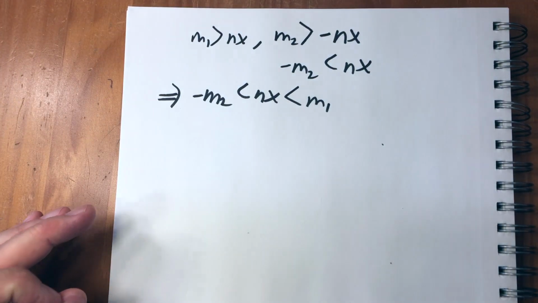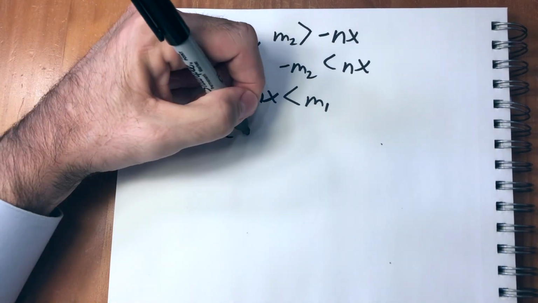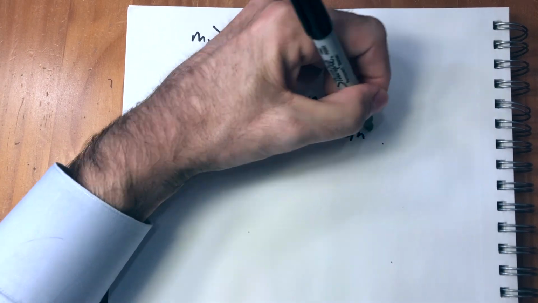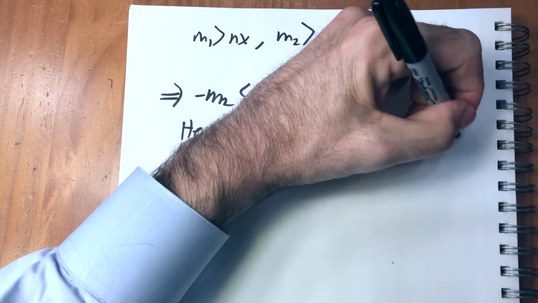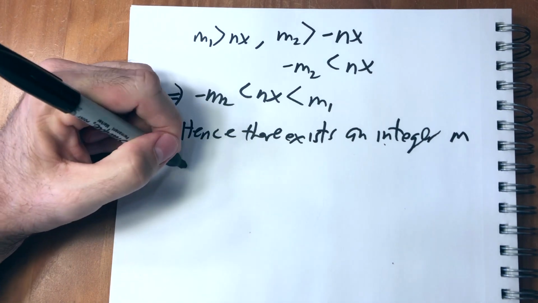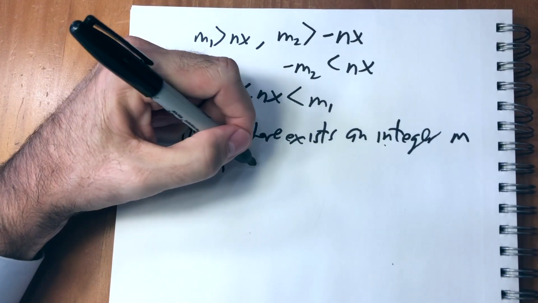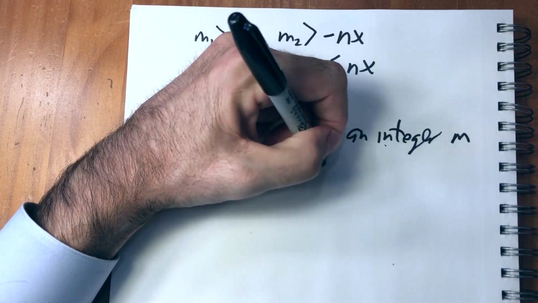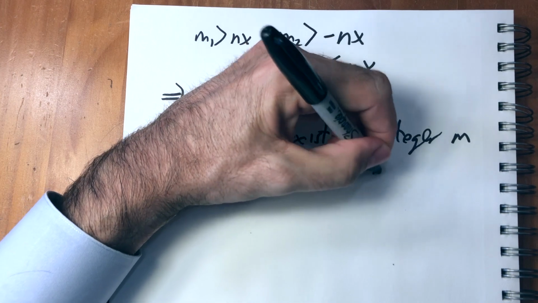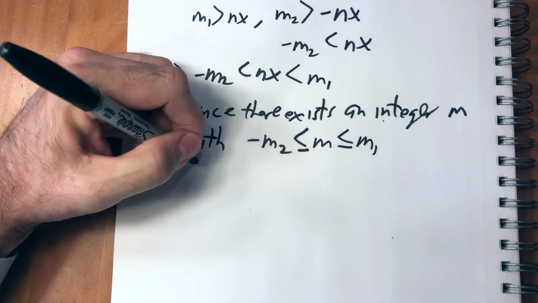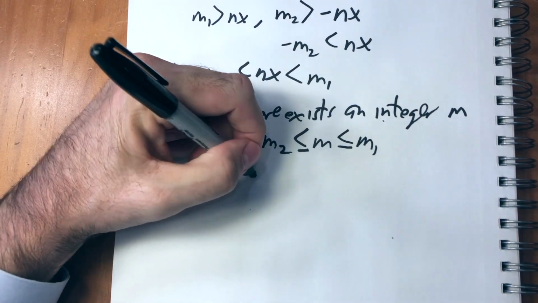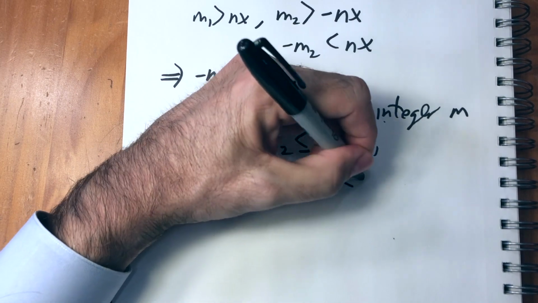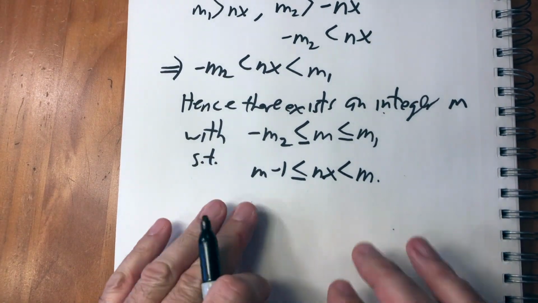But then this is the claim that he makes. He says, thus there exists an integer m that's basically between m1 and m2, such that m minus 1 is less than or equal to nx is less than m. This is completely just unjustified.